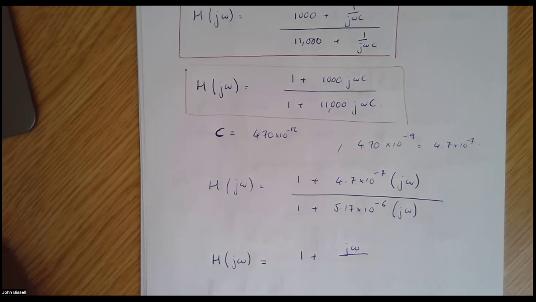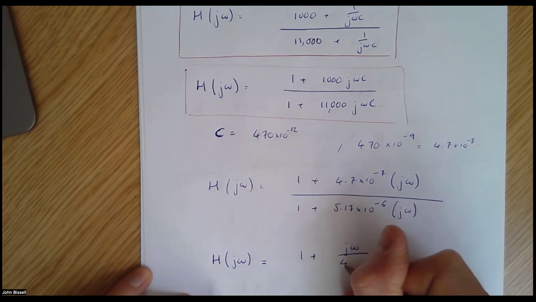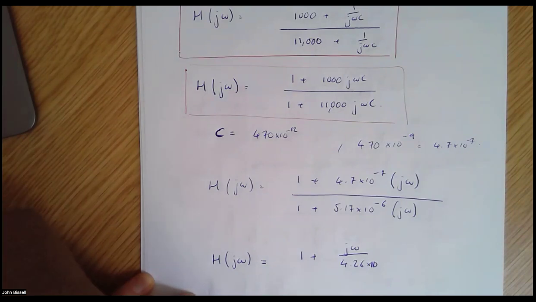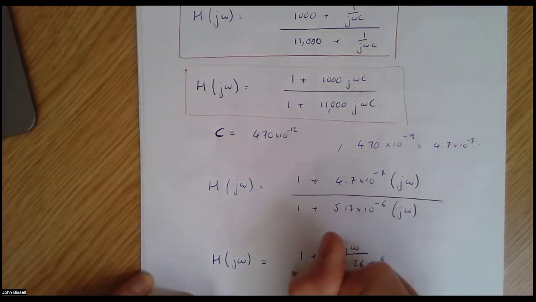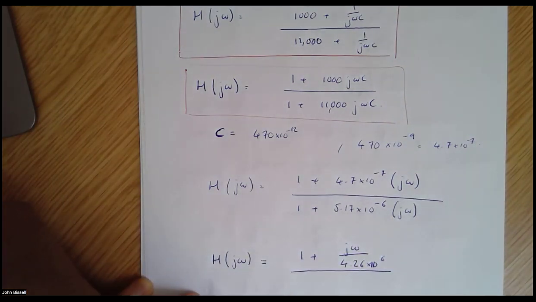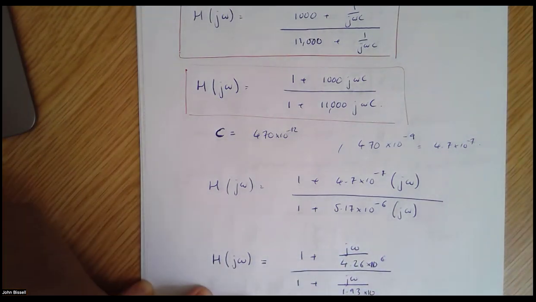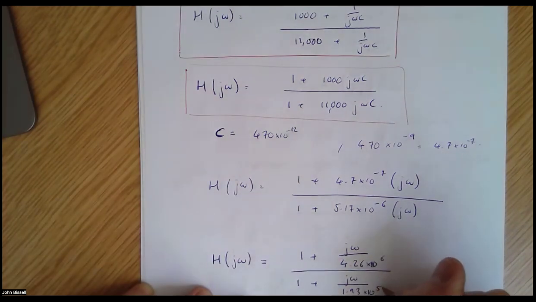So we take the reciprocal of that thing and we get something like 4.26 times 10 to the 6, over 1 plus j omega over 1.93 times 10 to the 5. Is that what you guys got?